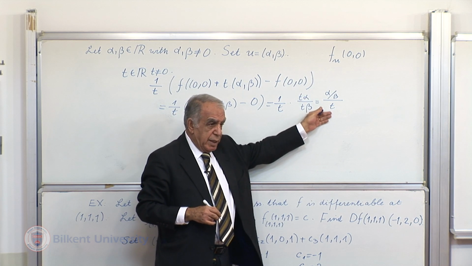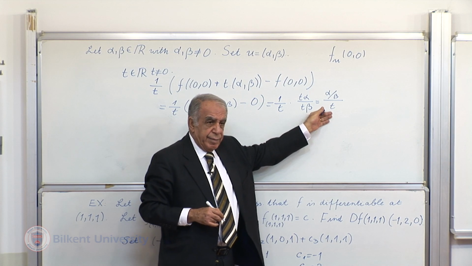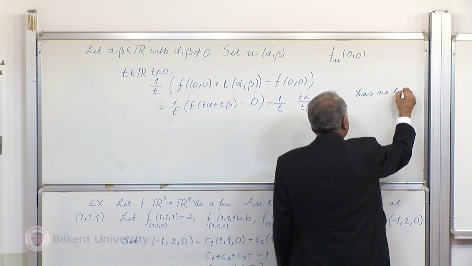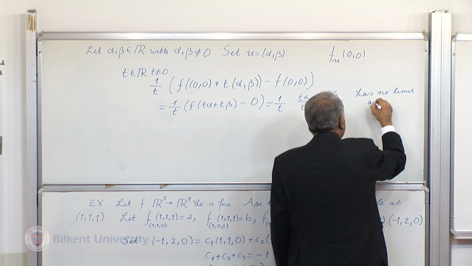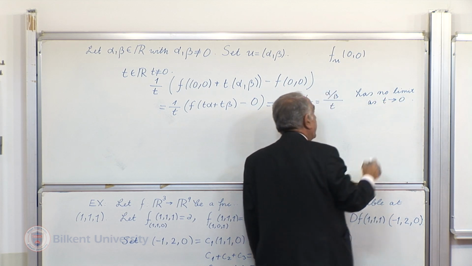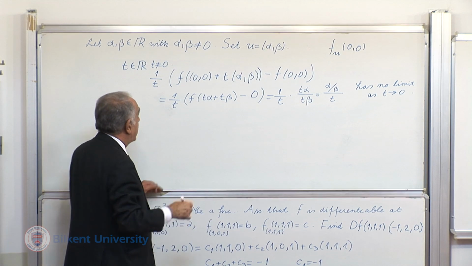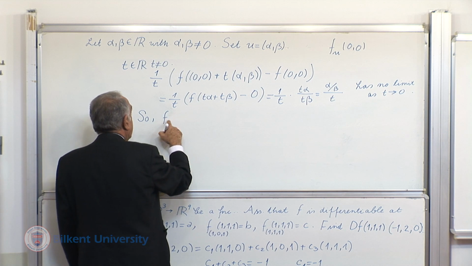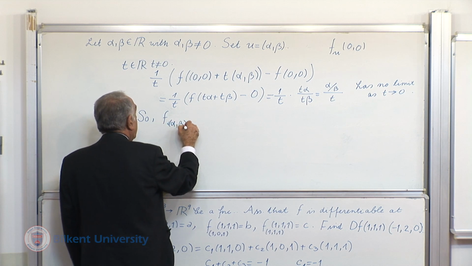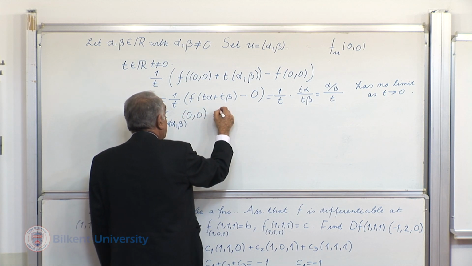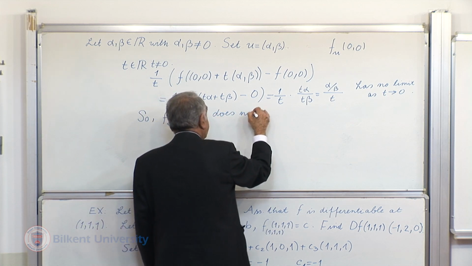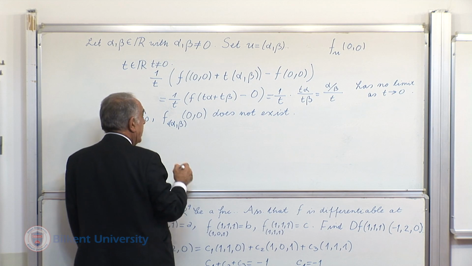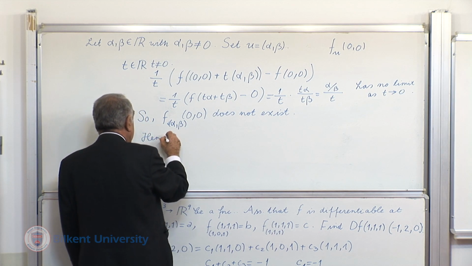Well, as t tends to 0, this has no limit. Has no limit as t tends to 0. As this limit does not exist, our conclusion is that f sub alpha, beta at 0, 0 does not exist. Hence, f is not differentiable either.